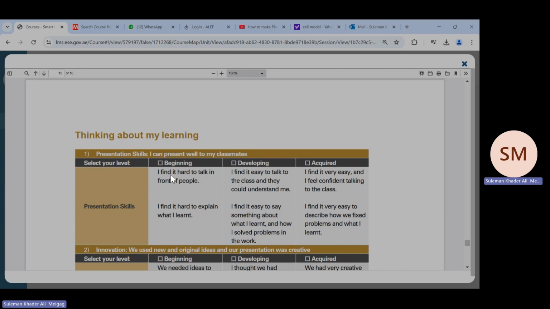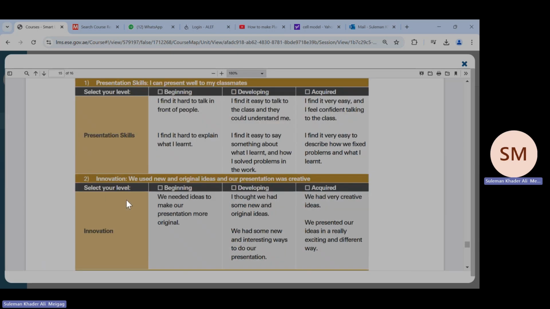Okay, so here the beginning: I find it hard to talk in front of people. I find it hard to explain. That's the beginning level. I find it easy to talk to the class and they can understand me. I find it easy to say what I've learned about the cell and how I solve the problems with my model. And then very good: I find it very easy and I feel confident in talking to the class, and I find it very easy to describe how we fix the problems and what we have learned. So that will be your presentation skill, okay?